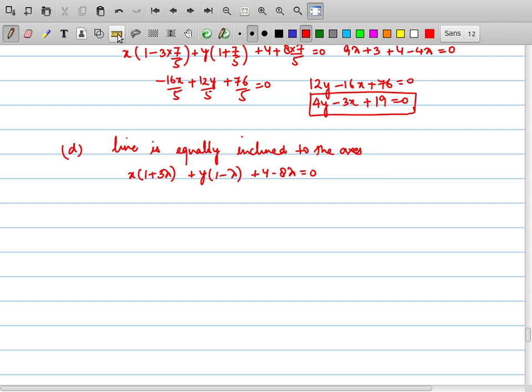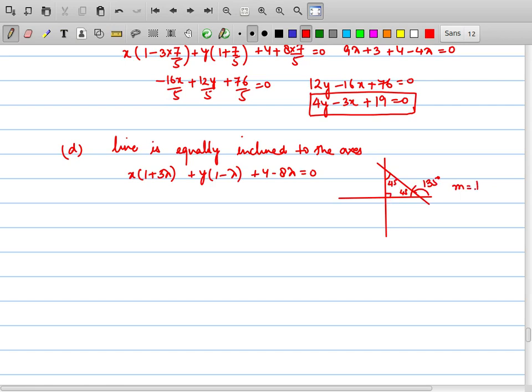Now if a line is equally inclined to both axes, what does this mean? It simply means that the angle made by the line with both the axes is equal. Now since this angle is always 90 degrees, this angle has to be what? 45 degrees. Therefore the angle of our line could be 135 degrees if this is the case.